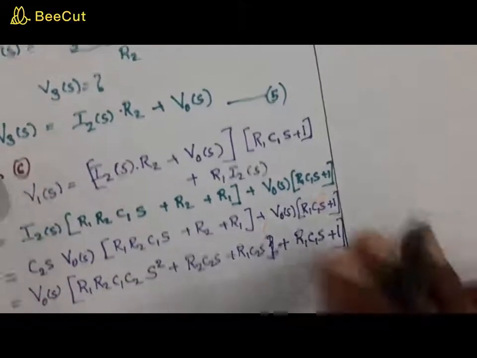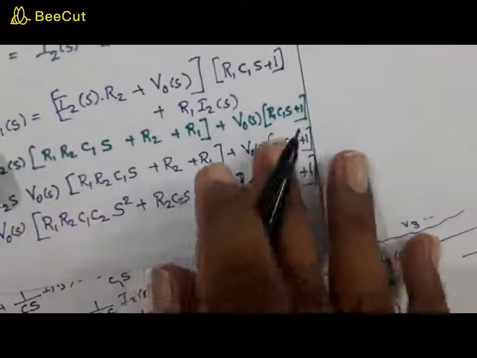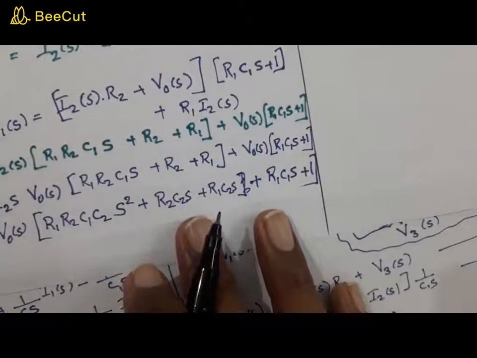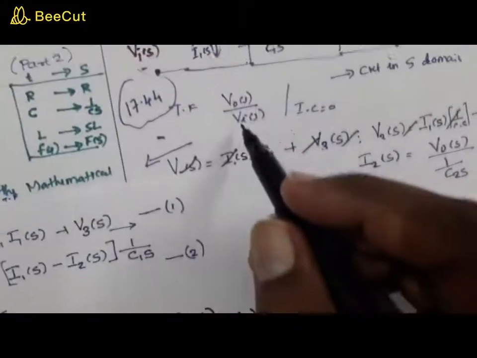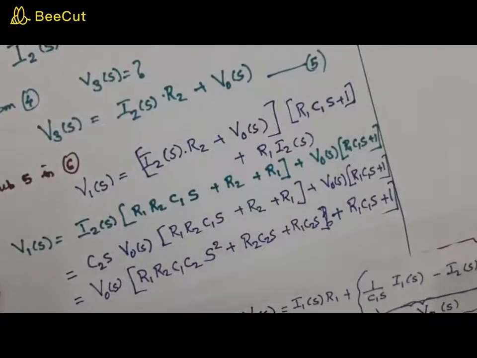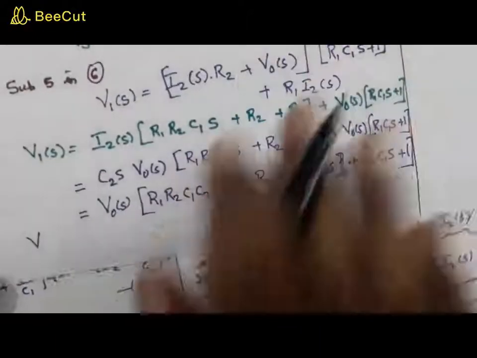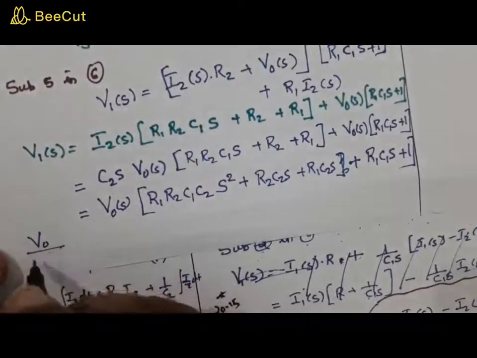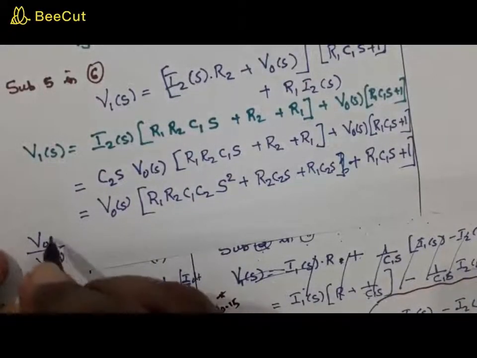So this is actually your V0 of s, right? Now what you want is V0 of s by VI of s. Now what will be that? So you want to find out V0 of s by VI of s, right?